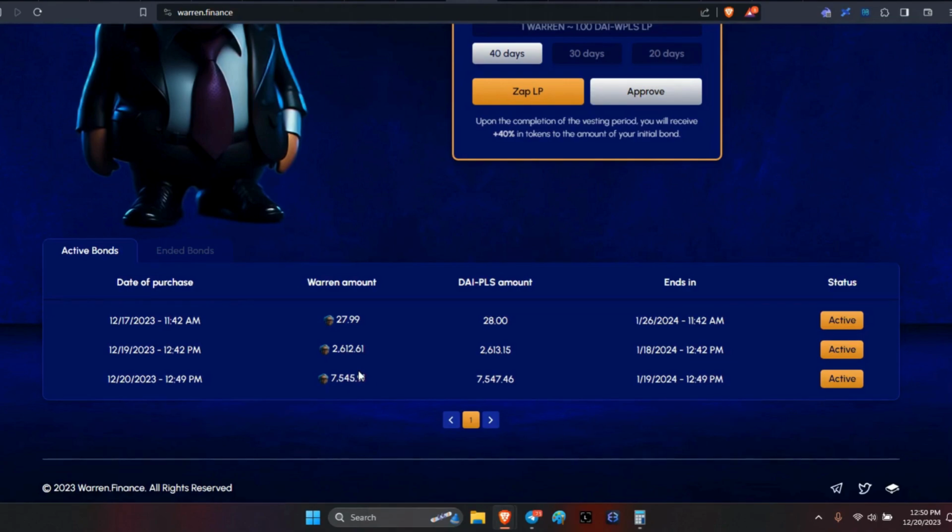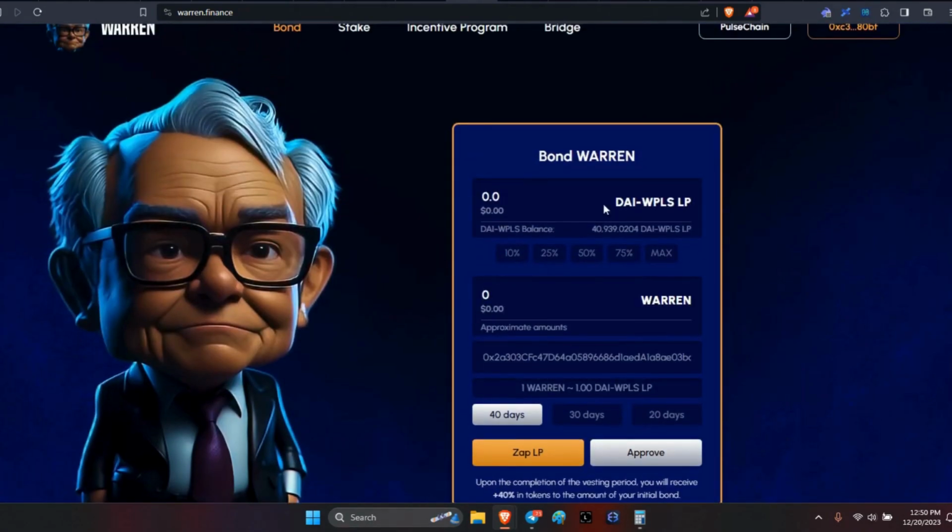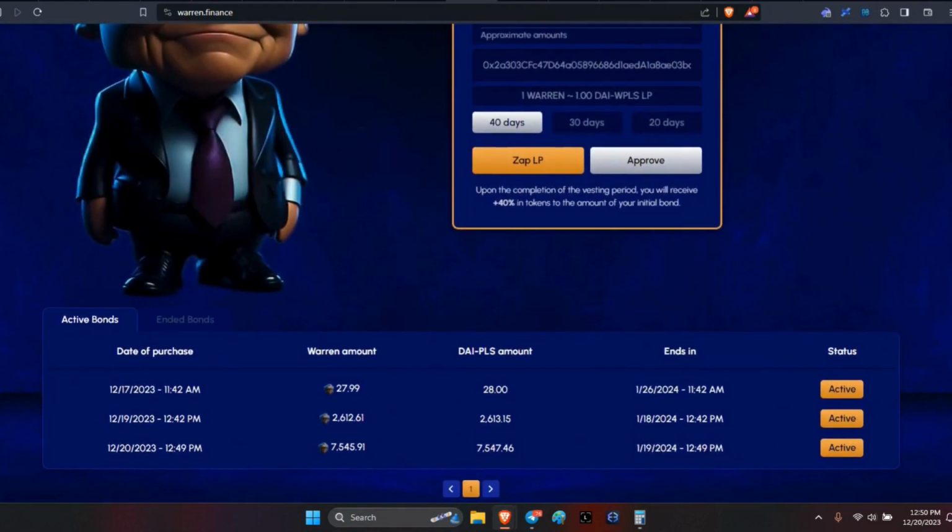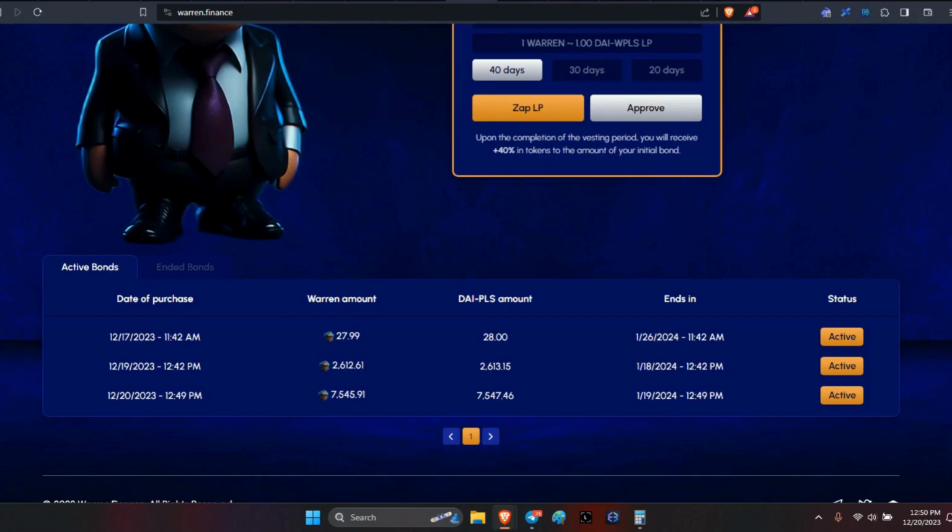So it does not take any additional income, because if we go back up here and check my balance right here, can I hit max? Yeah, the max, well, not the max, it still says right here 40,939 DYOR PLS tokens. So it doesn't take any tokens.